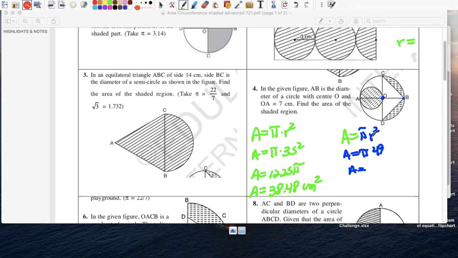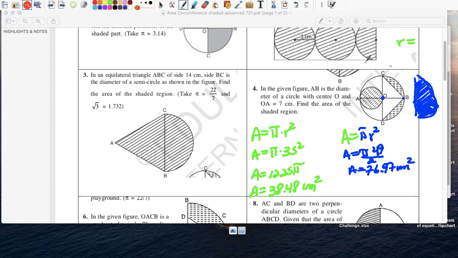That's going to give us 153. And we're going to divide that by 2, because we only want half the circle: 76.97 centimeters squared. Now from that, we have half a circle. Again, this is what we just calculated, half of the circle.